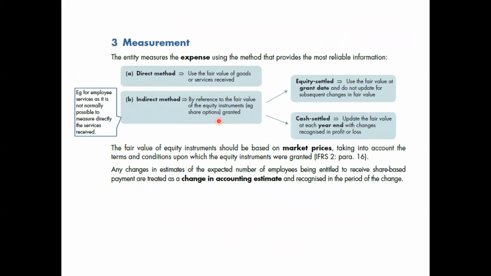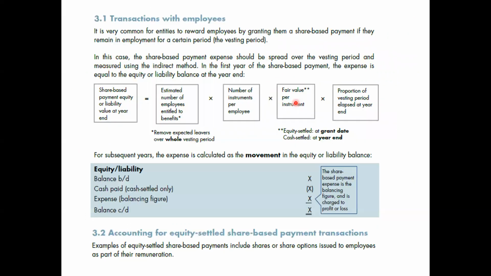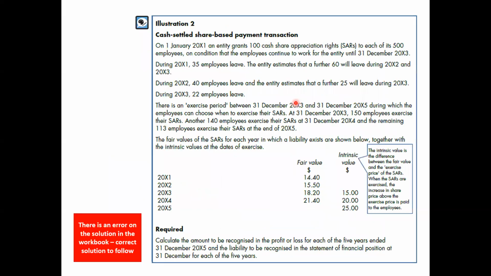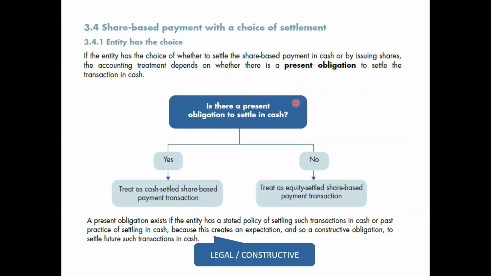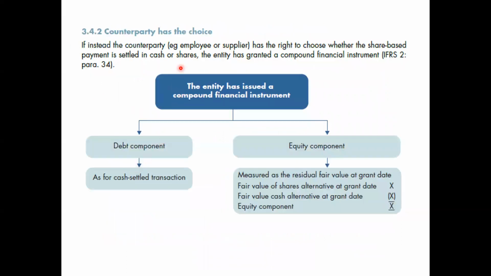And then we need to understand the measurement and how to account for the measurement for equity and cash settled share-based payments. And then the third one that I think is important is where there's a choice of settlement. We need to know how to treat it from the entity's perspective, and we need to know how to treat it from the counterparty's perspective. So make sure that you at least understand those parts. And in my opinion, that's the more difficult part of share-based payments, where there are choices. So make sure you are focused on that part specifically and know what is expected.